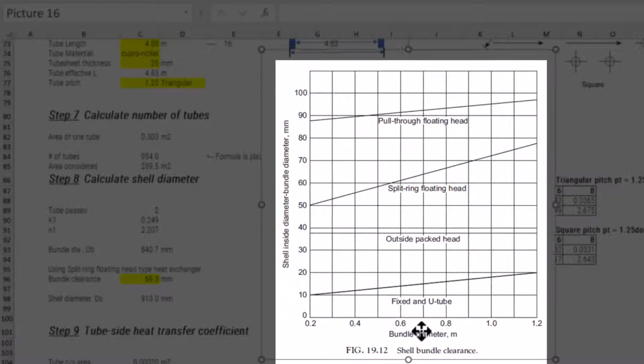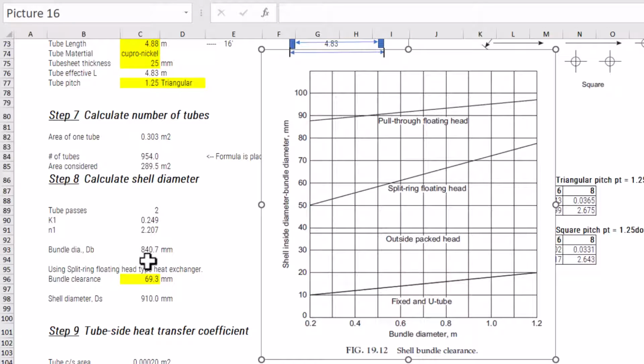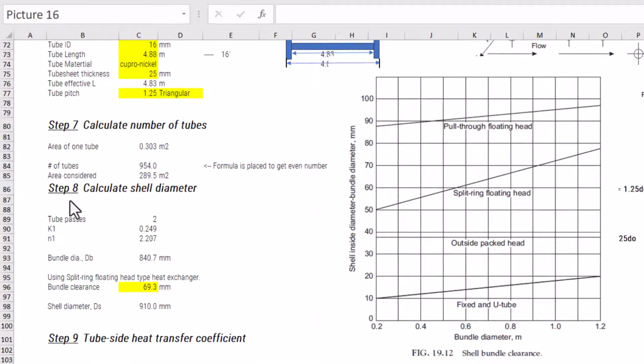So this is the graph. You need to read what the tube bundle diameter is. We have 840.7 mm here, and you also need to make a selection, or design decision, whether you want to go with pull through floating head, split ring, outside packed head, or fixed and U tube. As per the textbook, we would be going for the split ring floating head kind of heat exchanger. So in this step number 8, we need to read this graph.